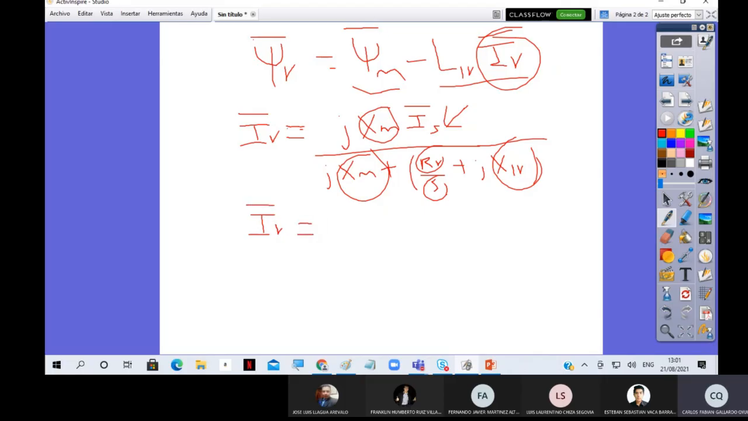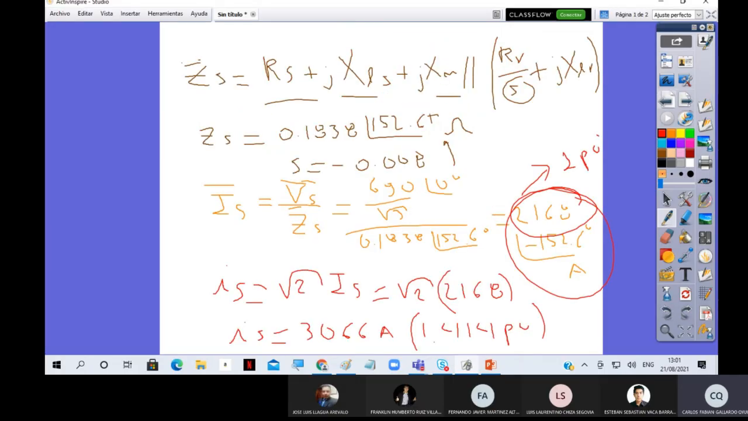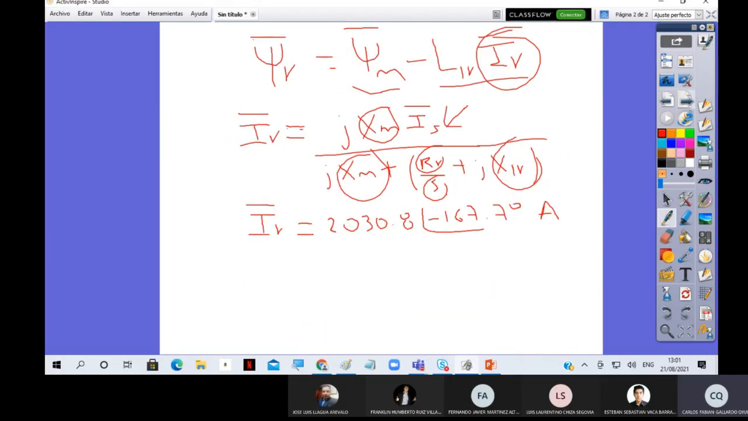The rotor current is equal to 2030.8, and the angle is equal to negative 167.7 degrees, and this is amps. This is the actual value. In order to compute the per unit value, I need to divide it by the base. Once again, in per unit values, this is equal to 0.937. This is the rotor current.